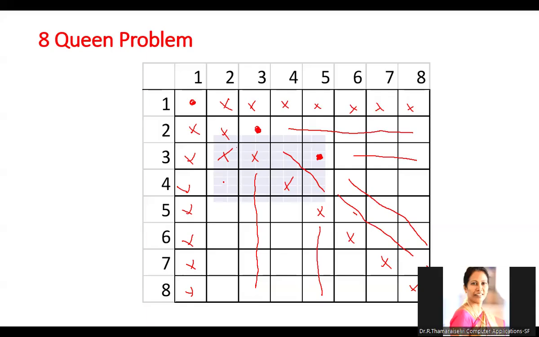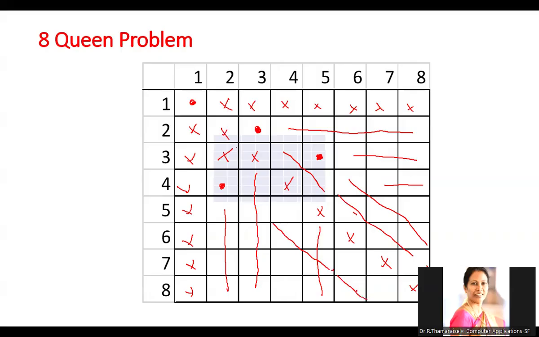And for the fourth one, you can have it here. Of course, is it possible? Yeah, it is possible. If you have this queen, then you cannot have a queen in this. Already this is blocked. Here you cannot. And the diagonal means already this is blocked and this is blocked. So this will be blocked and already this way is blocked.